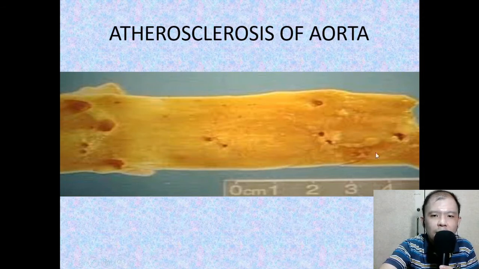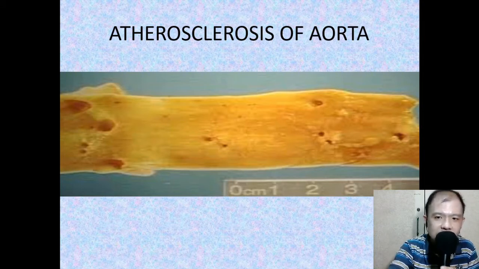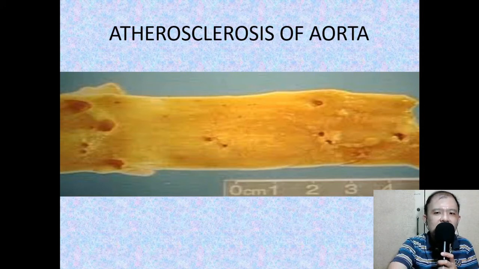Another, this is a plaque, but we see these holes. These are what we call fatty streaks. These are actually the work of macrophages that eat up the lipid that goes into the blood vessel. That's why you have holes. The fatty streak is the earliest hallmark of atherosclerosis.